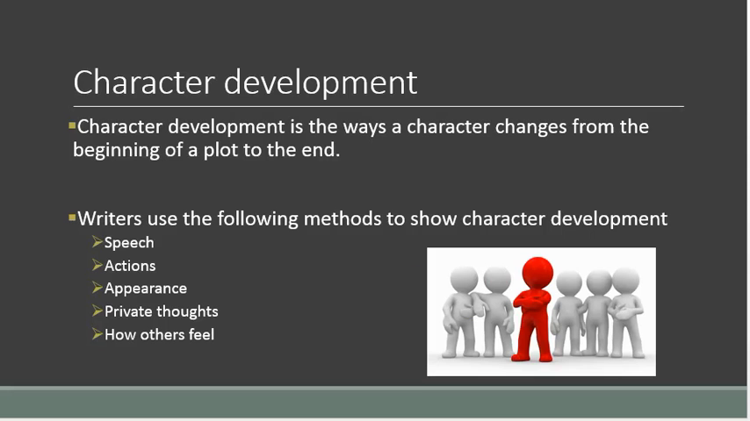When a reader follows the character from the beginning of a plot to the end of a plot, you'll notice the character sometimes changes. This is called character development. It's the way a character changes from the beginning of the plot to the end. Writers use the following methods to show character development: a character's speech, a character's actions, a character's appearance, a character's private thoughts, and how others feel about the character is also important.